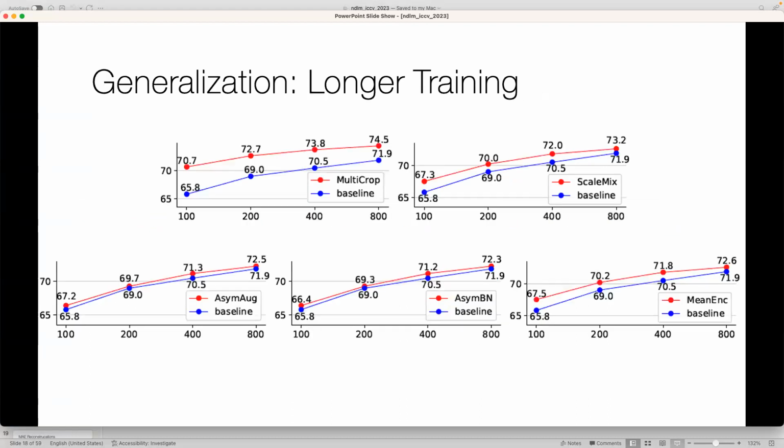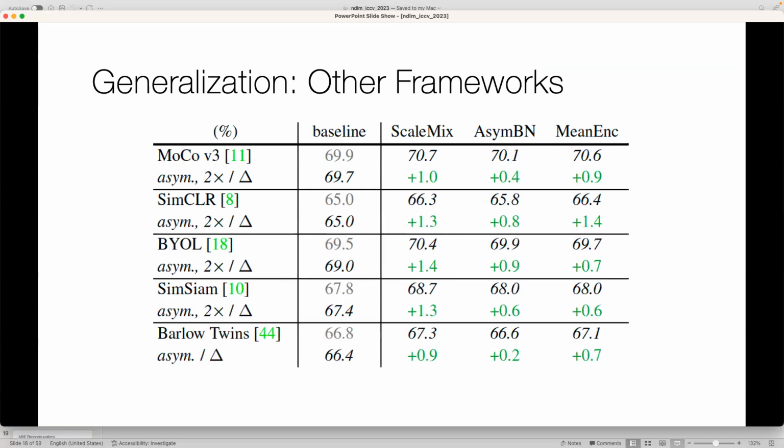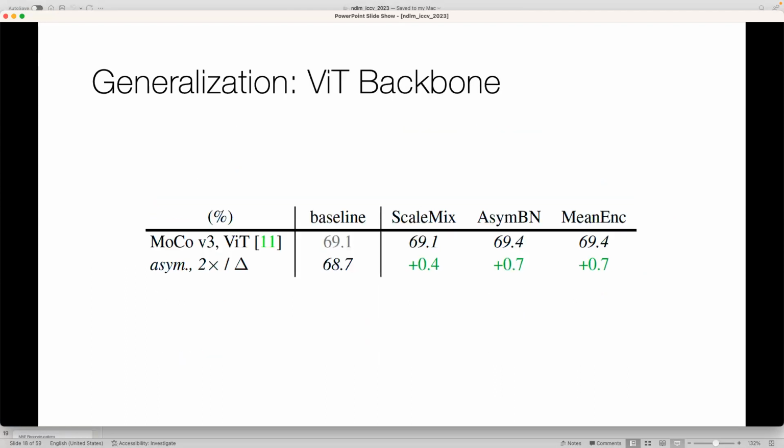And we did a lot of generalizations, for example, longer training. We tried other frameworks, so MoCo V3, SimCLR, BYOL, SimSiam, and at that time there was also Barlow Twins. We also generalized to other backbones, vision transformers, that's a backbone used by MAE as well. And in all of them, we find the observation holds.